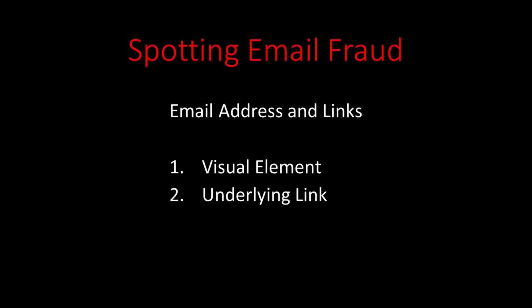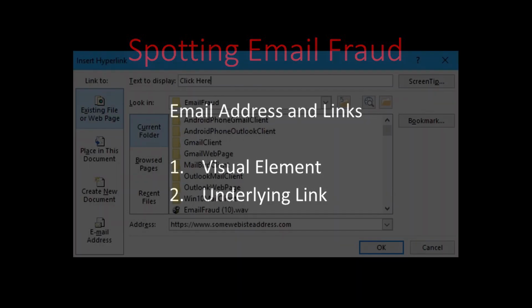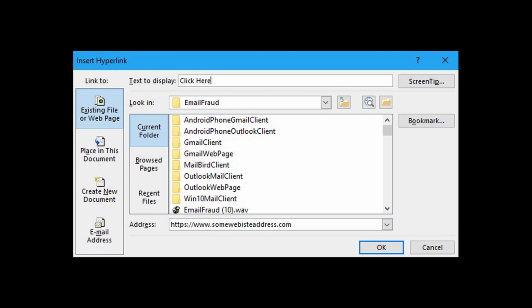There's a visual element, and then there's the underlying actual link or address. To help understand it, here's an actual dialog box from Windows that shows both the text display up top, and it also shows the actual website address at the bottom. And this holds true for email addresses as well.